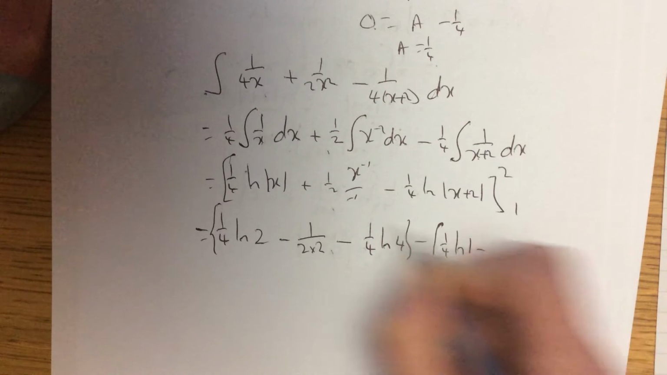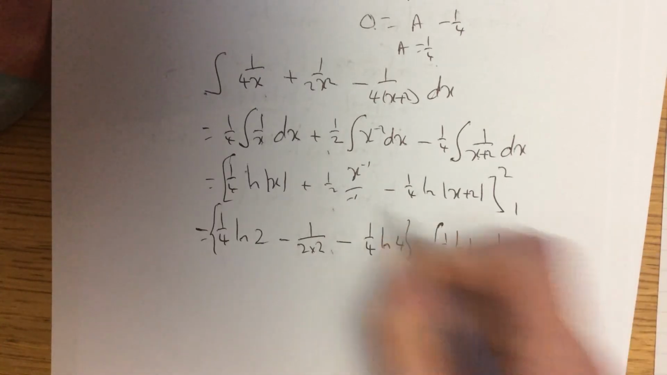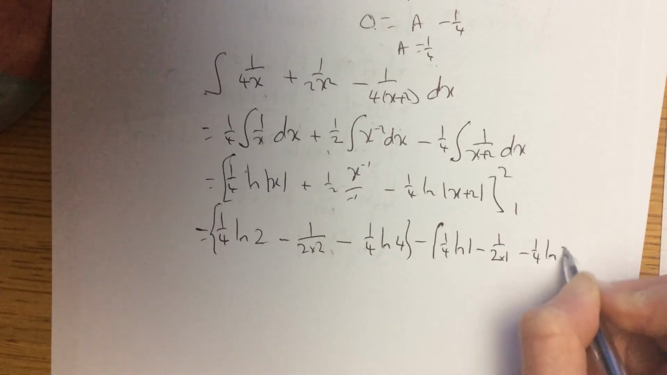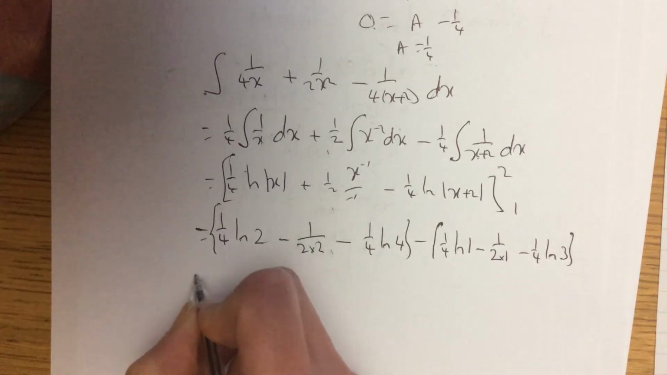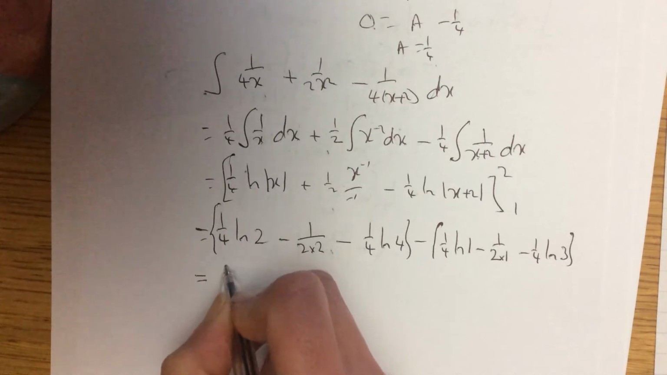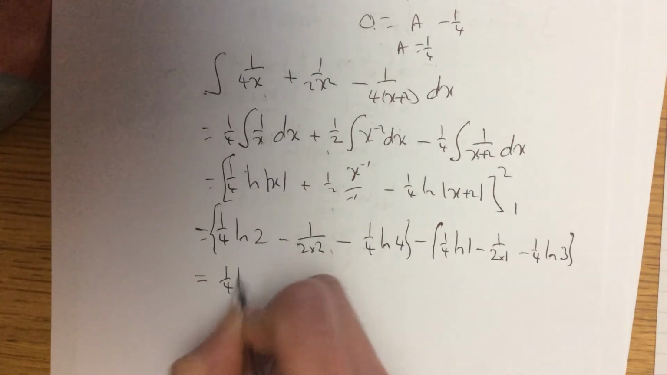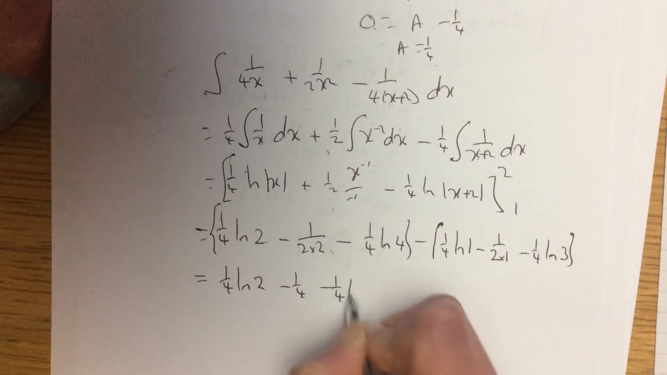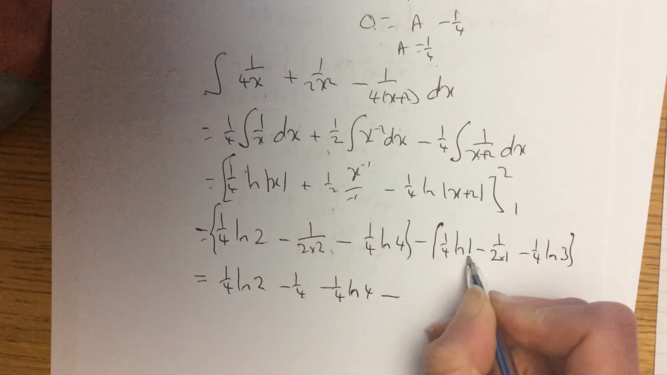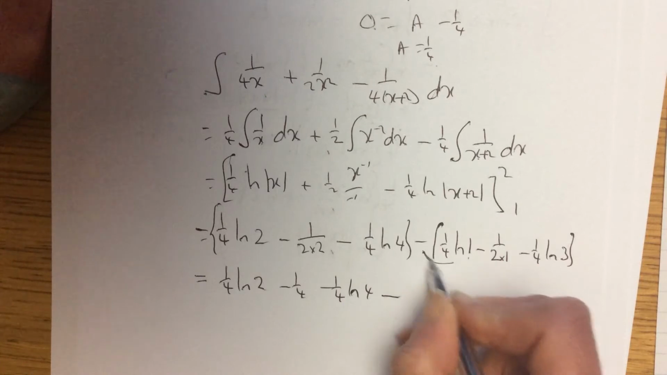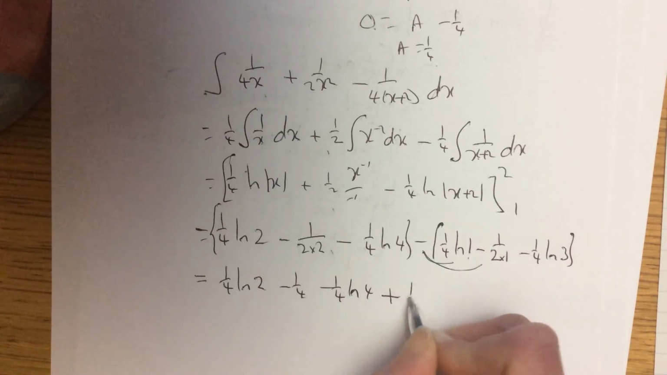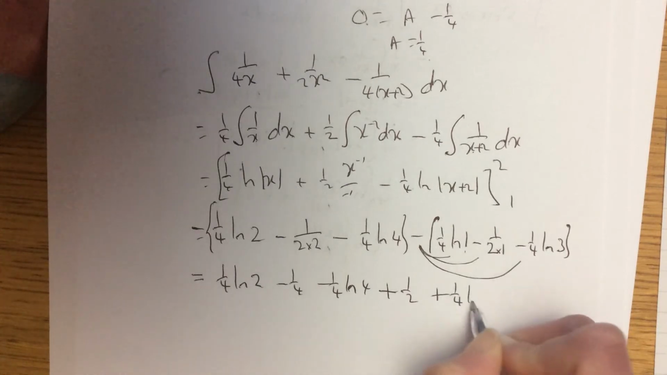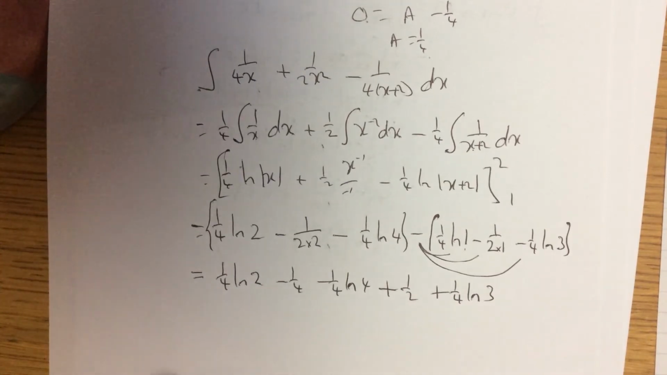Log 1 minus a half, that x pops in the bottom row, minus a quarter log 3. And tidying this up, it's a quarter log 2 minus a quarter log 4 minus log 1, which is 0, plus a half, plus a quarter log 3.